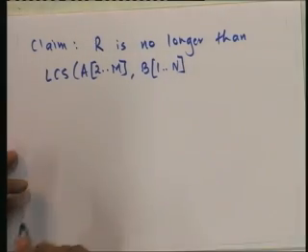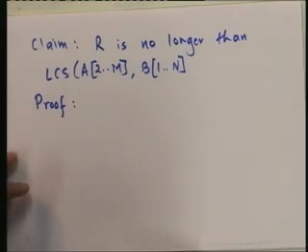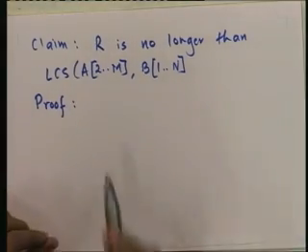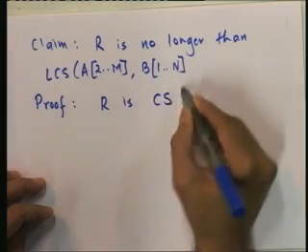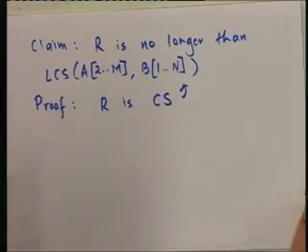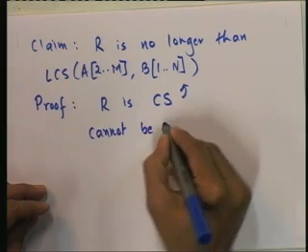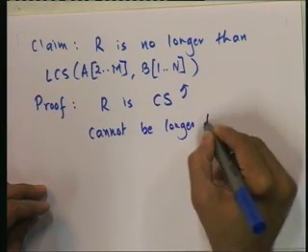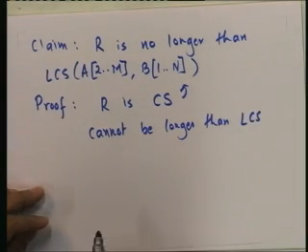I will tell you why this is useful in a minute, but let me prove it first. The proof is actually a single line. We know that R is a common sequence of both of these, so it cannot be longer than LCS of these two sequences. Okay, so done.